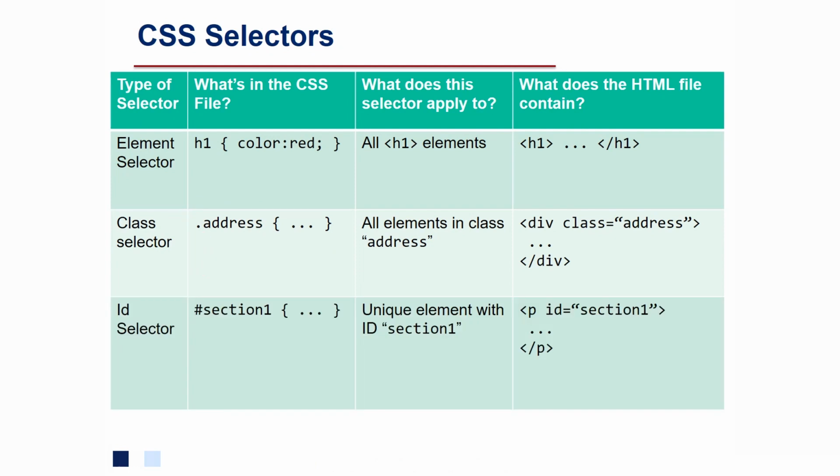And last, we haven't seen an example like this yet, but when we have an ID that's starting with the hashtag or the pound sign, that applies the styling to one specific, distinct, unique element in the HTML page. It bears repeating that the ID has to be unique or distinct within the HTML page. We can only have one element with that particular ID, and this will apply the styling to that element.